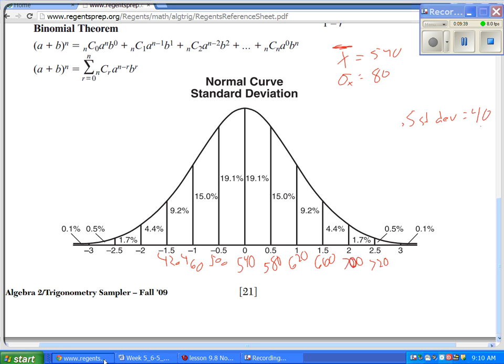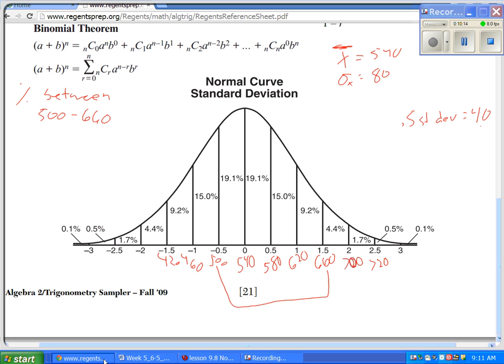All right. So we wanted to know, go back, I don't want to lose the ink. What do we want to know? We want to know the percent between 500 and 660. So we're going to go from negative 0.5 to 1.5 because those are where I have those two numbers. And I'm just going to add up all the percentages in between.